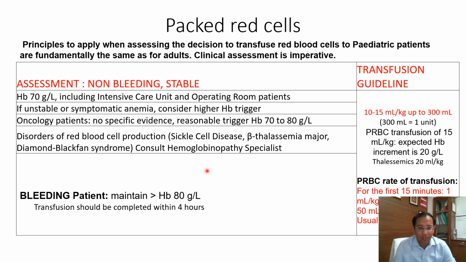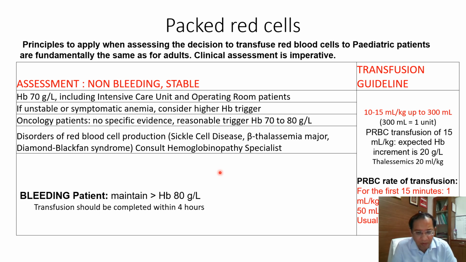However, if the patient is unstable or there is symptomatic anemia, you can consider a higher HB trigger. For oncology patients, there is no specific evidence, but you can increase the transfusion trigger to around 8 gram per deciliter. For disorders of red blood cell production and hemoglobinopathy, obviously you need to consult a specialist. But generally for hemoglobinopathy like thalassemia, the threshold that we keep is generally 9 to 9.5, and we want the HB to remain at that level. For disorders of other red cell production like congenital dyserythropoietic anemia, pyruvate kinase deficiency, or Diamond-Blackfan syndrome, we generally keep it around 8 gram per deciliter.